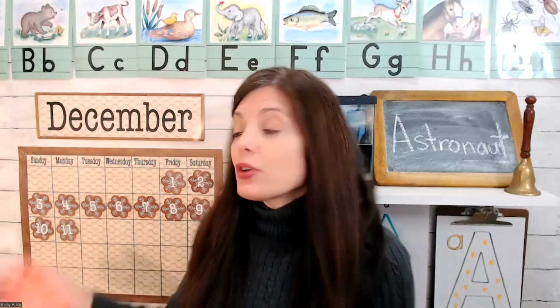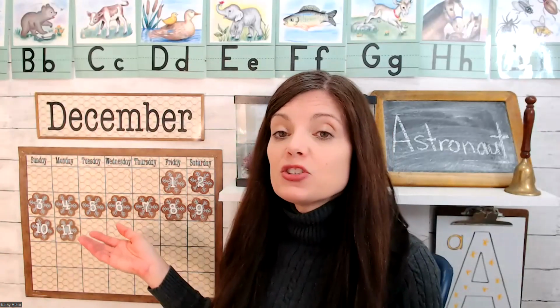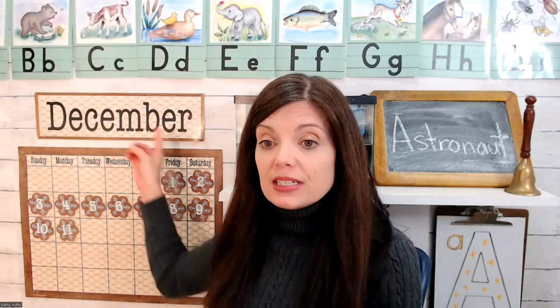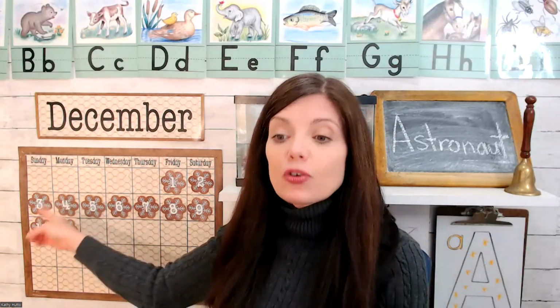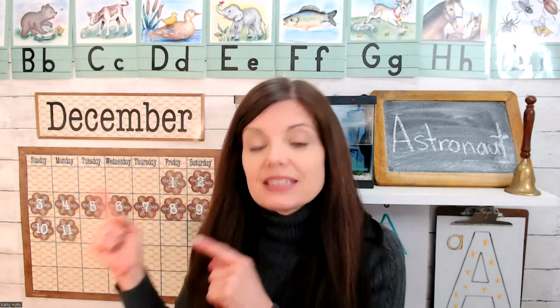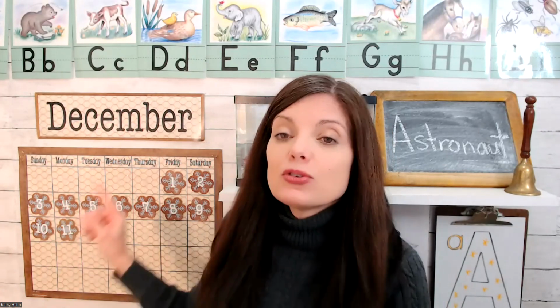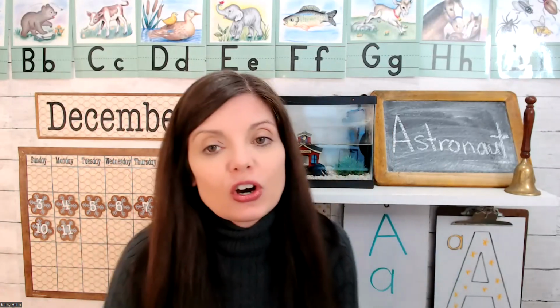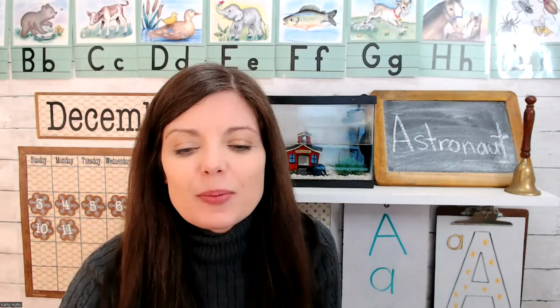So those are ordinal numbers, and we use them every day when we do the calendar time. December 1st, 2nd, 3rd, 4th. We're telling the order of the number, the order of the day in the month. Instead of just saying December 1, we use the ordinal number, December 1st. Okay, well, that was our math time.